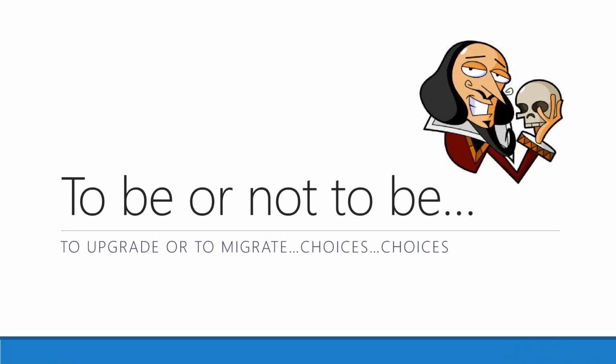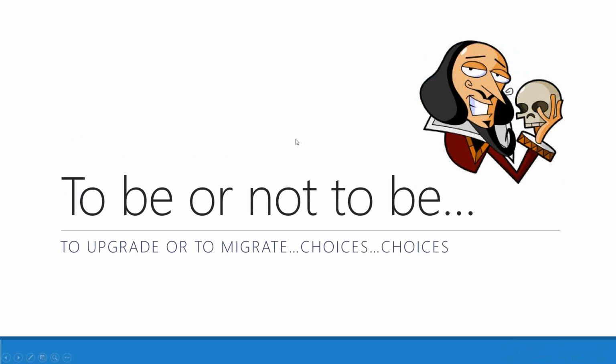So the question then, to be or not to be? I like the little graphic there, but the idea is, am I going to upgrade or am I going to migrate? Now the trick is there are only certain paths available for both. There are only certain things you can do when you want to upgrade or migrate. So there are only specific locations that you can upgrade from.